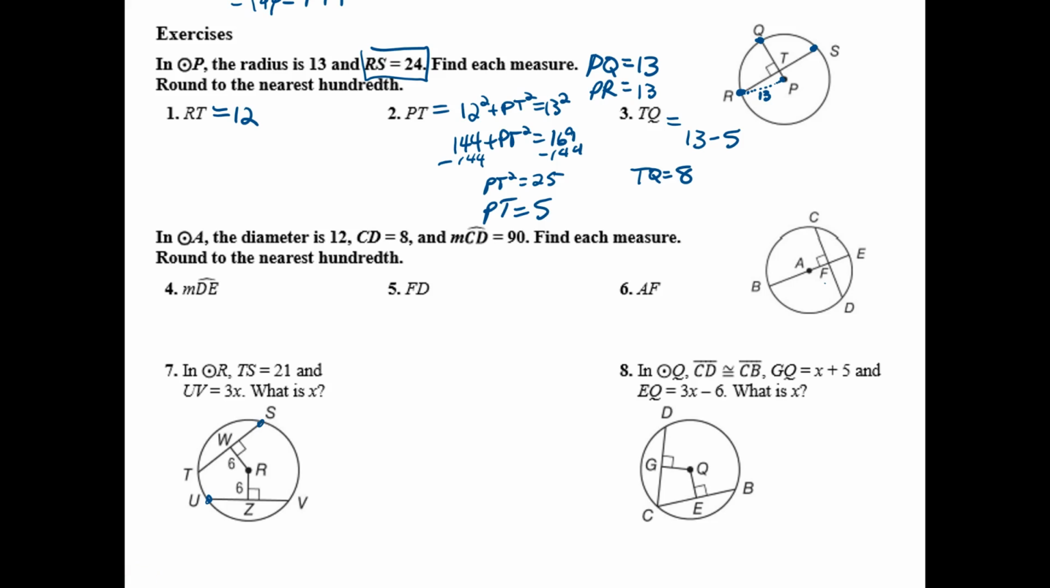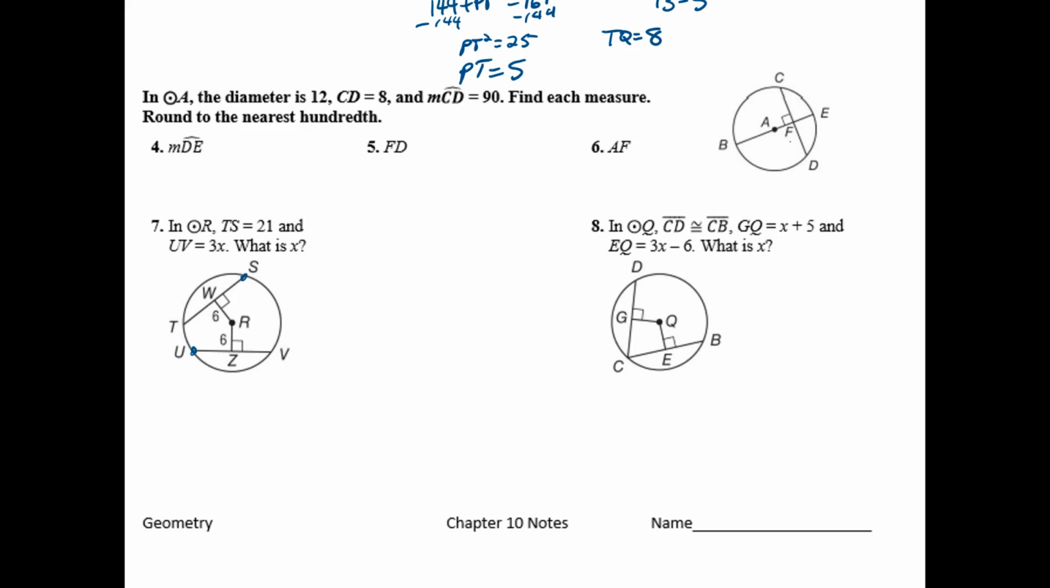I went ahead and found PT for you, and I also found TQ for you. Okay, so the given information on number 4 is that the measure of arc CD is equal to 90. So the measure of DE is going to be half of that, so the measure of DE is going to be 45. In addition, the line segment FD is going to be half of the measure of CD, so that's going to be 8.